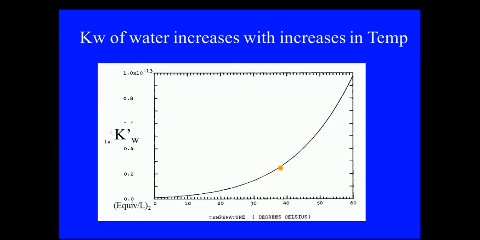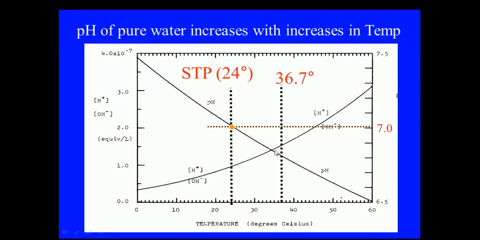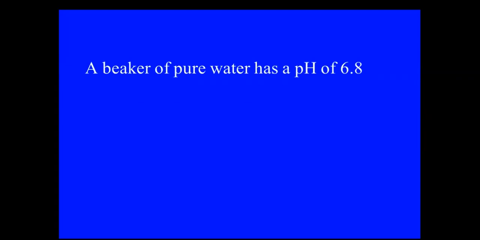But as we heat up the water, the dissociation constant changes. So if we look at this with a pH and a hydroxyl ion, hydrogen ion, we start off at 24 degrees and we have a pH of 7. If I now warm up to body temperature, 36.7, I now have a pH that's around 6.8, but the hydrogen ion and hydroxyl ion are still equal, and so it's a neutral solution. So the first message for you is pH does not tell you whether it's an acid solution. That has nothing to do with that. It is simply telling you the hydrogen ion concentration. We've defined an acid solution as one in which the hydrogen ion is greater than the hydroxyl ion. Now, as I said, a pure beaker.